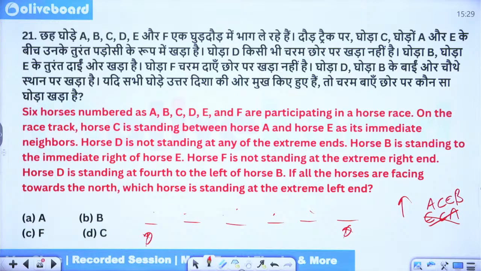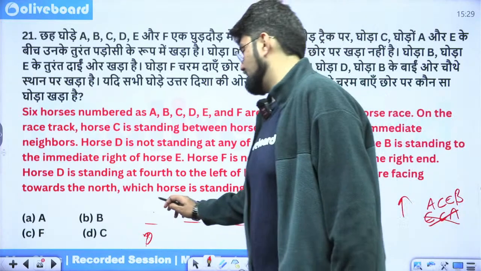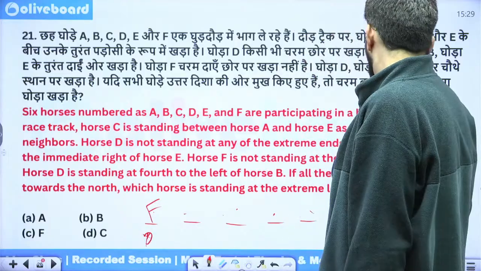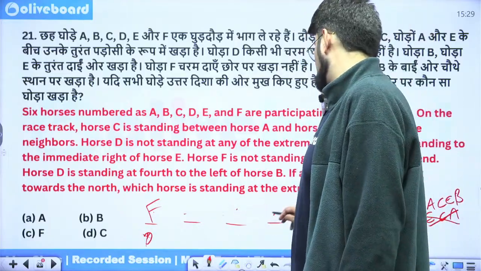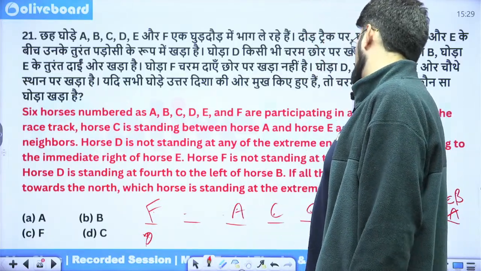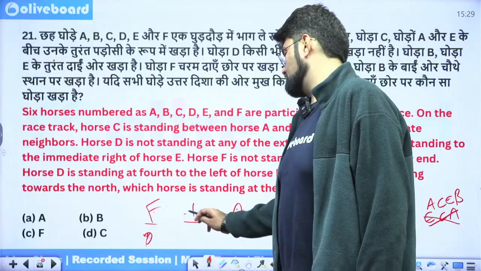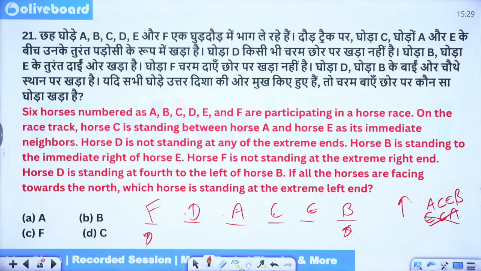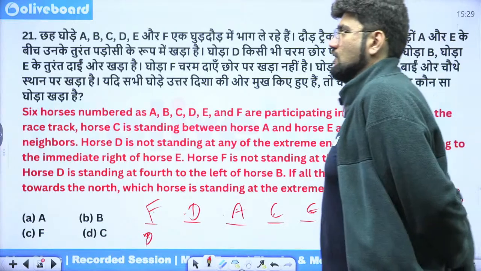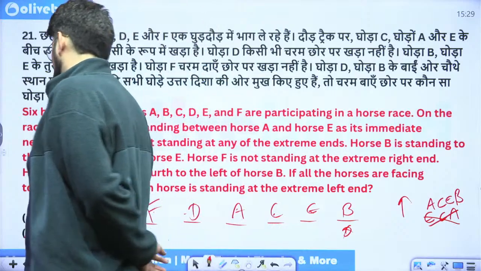F is not standing at the extreme right end. So that only implies F has to stand at the extreme left end. Okay, and then we will have A, C, E, B here, so that D can sit here. That's the only possibility. Nothing else is going to work. Anyways, after that they are saying D is standing 4 to the left of B. So that is also pretty clear now. We didn't need that. We arranged it right away. All the horses are facing north. Which horse is standing at the extreme left end? It has to be F. Okay, it has to be F. Option C.